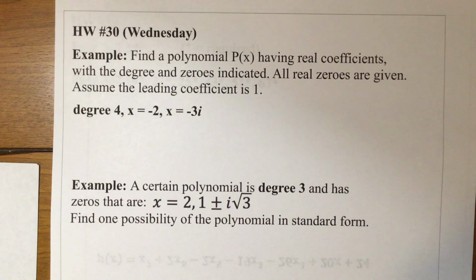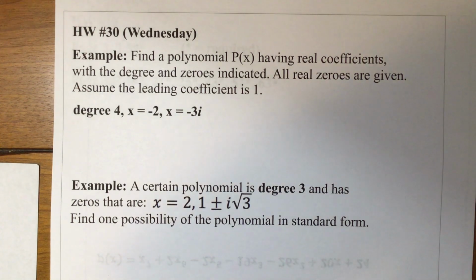It says all real zeros are given. Assume the leading coefficient is 1, meaning I don't need to multiply by 2 or anything like that. That would be a factor of it. So degree 4, what do we know about degree 4 polynomials? They need to have 4 zeros, real or not. So we can see there's only 2 listed here.